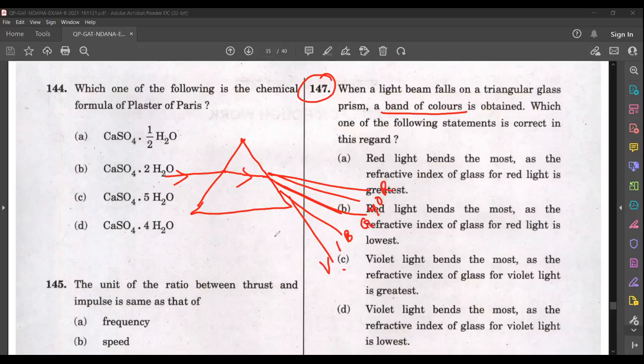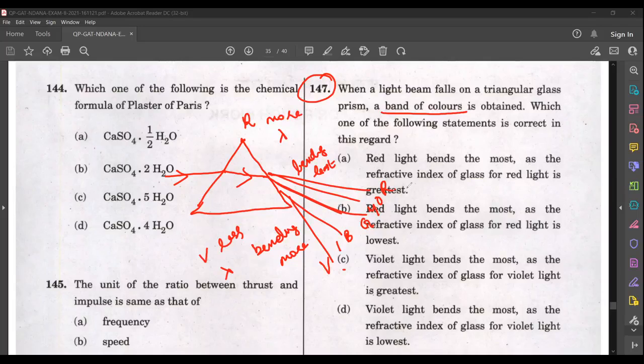So which is bending more? Violet is bending more. Red is bending least. One more thing: which has more wavelength? Red has more wavelength, lambda. Violet has less wavelength. Now read the statements.